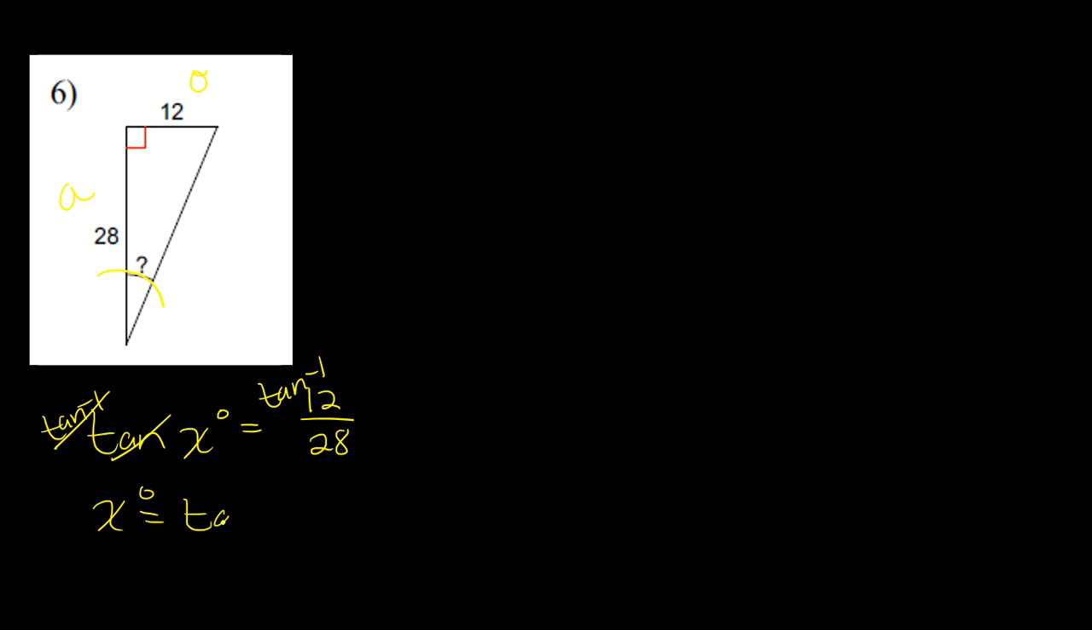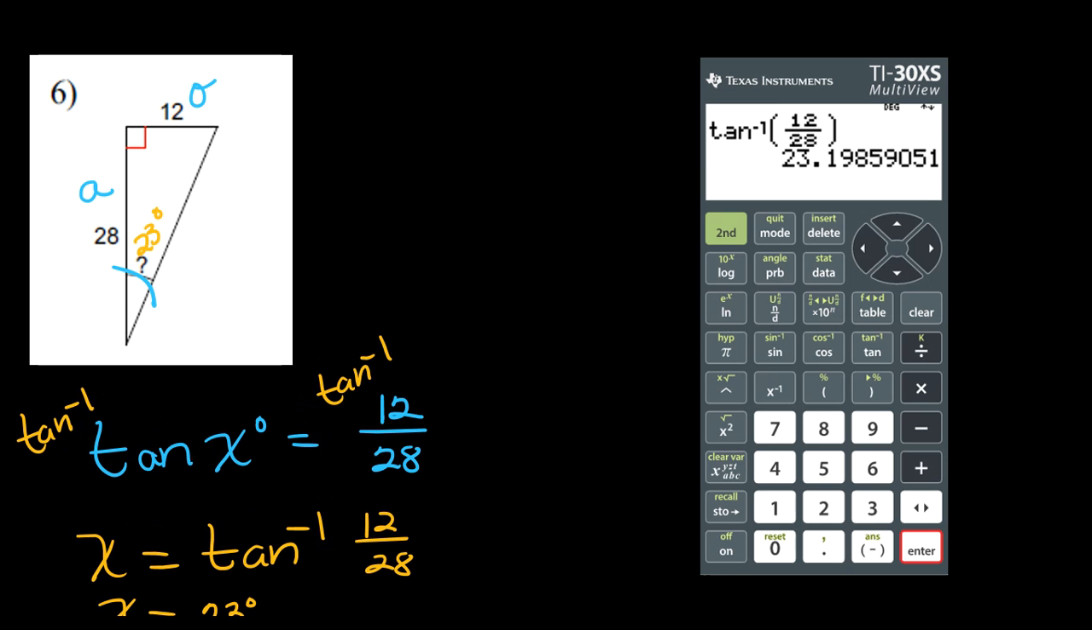Number 6, our reference angle is here. We have, again, opposite and adjacent. So that's tangent. Opposite over adjacent. Inverse. Second function tangent, n over d, 12 over 28. It gives us about 23 degrees.